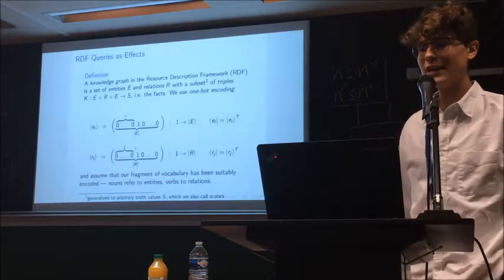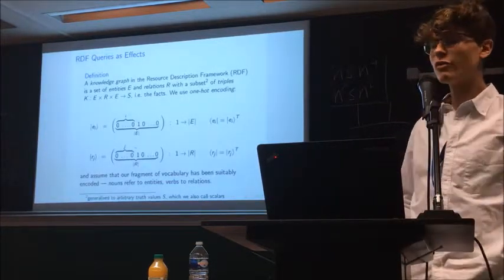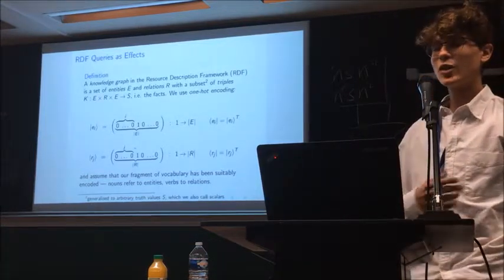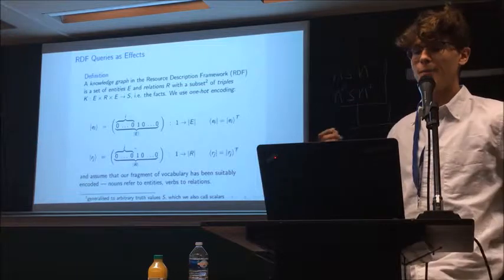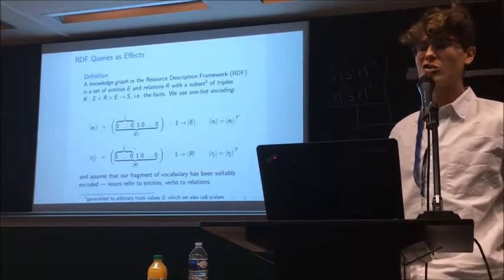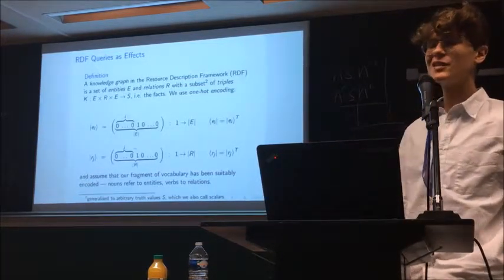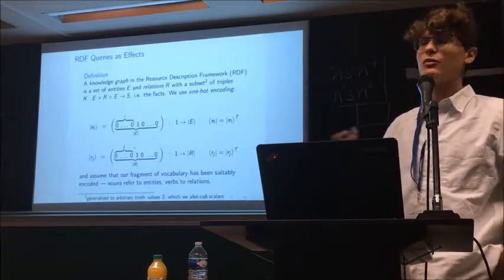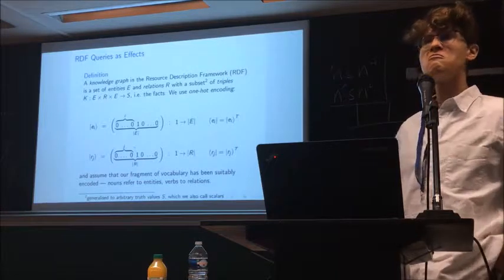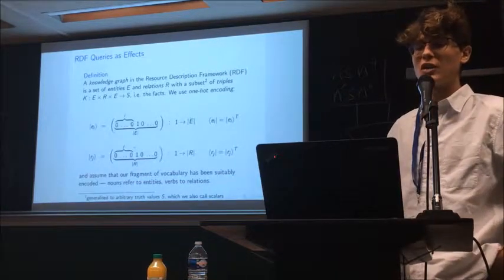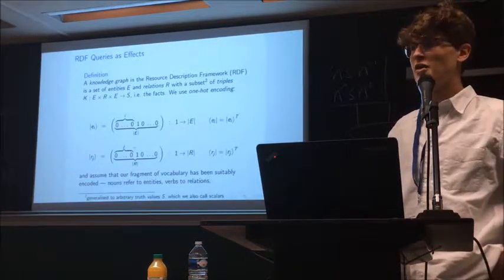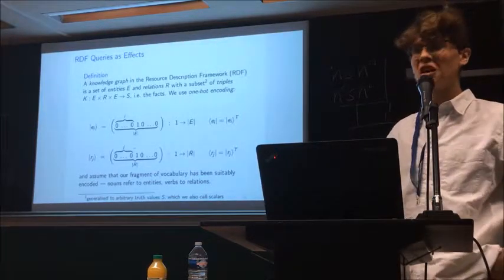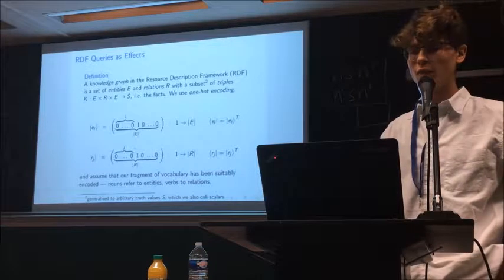So the idea is we're going to use the resource description framework, which is the standard for the semantic web. So we're going to encode our knowledge in a knowledge graph, which is a set of entities which the nouns refer to, a set of relations which the verbs refer to, and a subset of those which we consider as true. So in that particular case, we only focus on transitive verbs. So we're going to take love as a universal example.